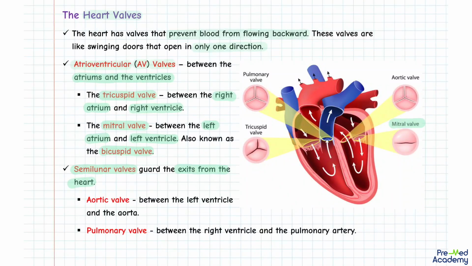The aortic valve is found between the left ventricle and the aorta, which I'll remind you, is the large artery that exits from the left ventricle to supply blood to the whole body. And the pulmonary valve is found between the right ventricle and the pulmonary artery, which is the artery that exits from the right ventricle to the lungs.